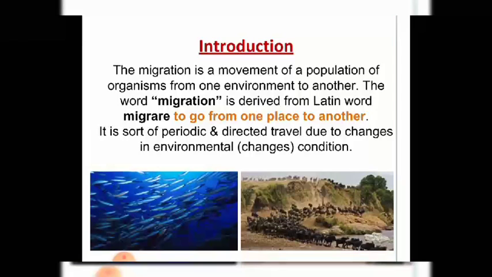Usually this word migration is derived from the Latin word migrare, which means to go from one place to another. As I was telling, it might be a periodic or directed travel, or due to environmental changes like flood or drought conditions, the animals migrate from one place to another. You might have seen a mass migration like wildebeests in Africa or elephants in India. Or there can be a single animal migrating, individual migration, or the mass migration of species. That comes under types.